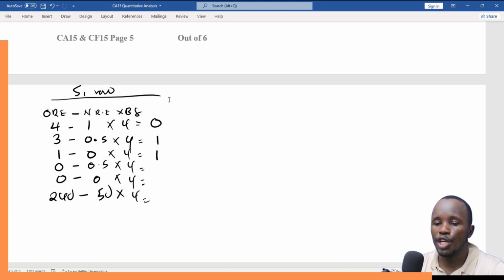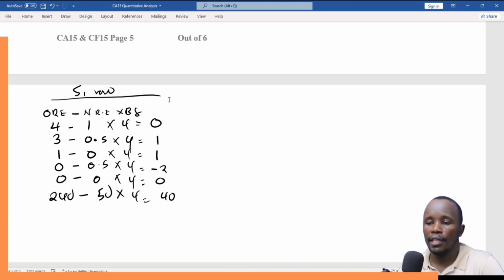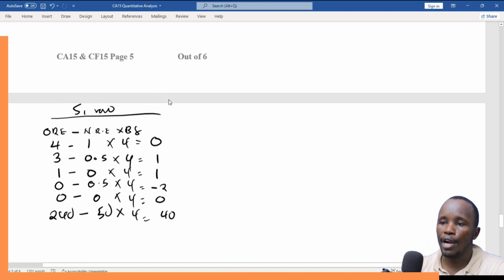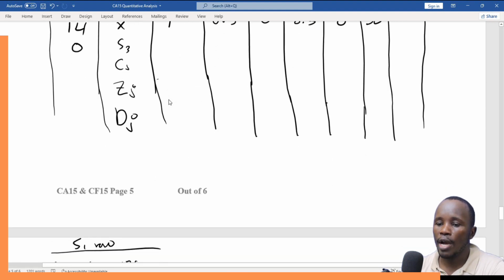0 minus, what is 0.5 times 4? That is 2. This is negative 2. 0 minus 0 is 0. 50 times 4 is 200. 240 minus 200 is 40. This will be the value in our new S1.